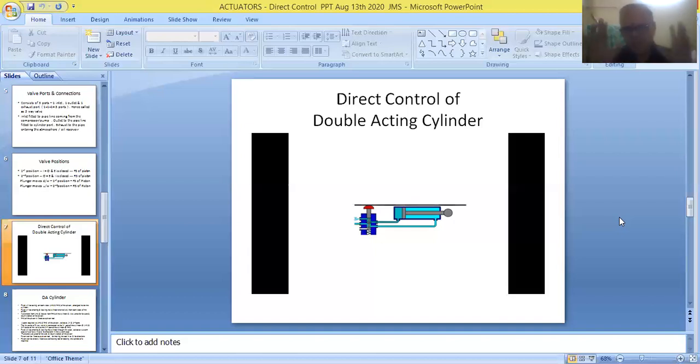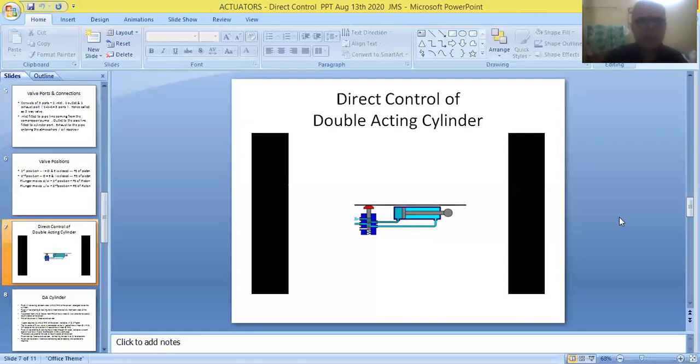So friends, in any case, the first position of the DC valve will be used for performing the forward stroke of the piston, and the second position of the valve will be used for performing the return stroke of the piston.